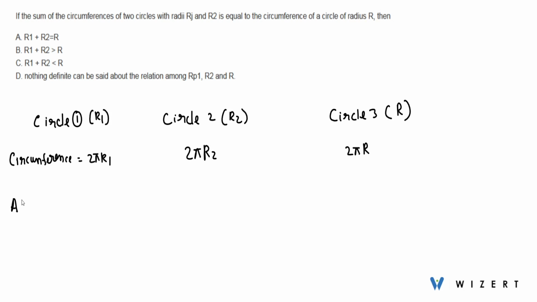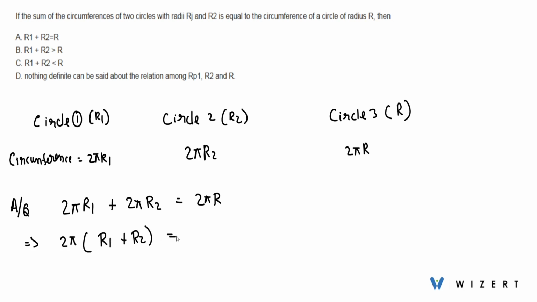Now according to the question, 2 pi r1 plus 2 pi r2 will be equal to 2 pi r. So we can take 2 pi common from the left hand side. So 2 pi multiplied by r1 plus r2 will be equal to 2 pi r. Now divide both sides of the equality by 2 pi. So we will have r1 plus r2 equals r. So this will be our required relation.